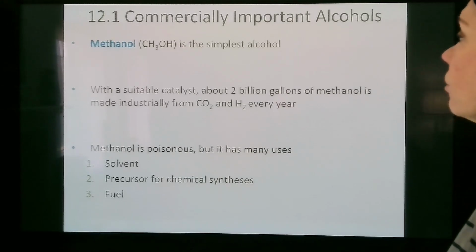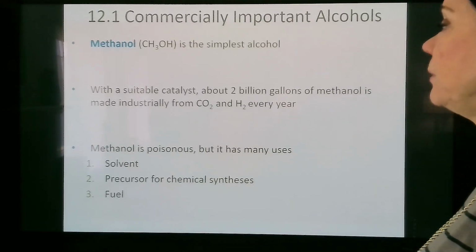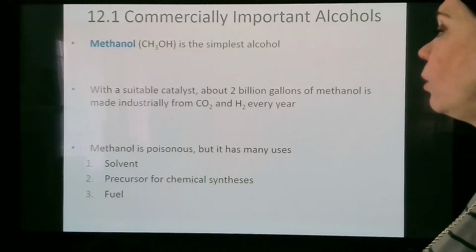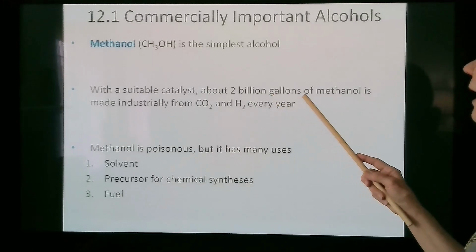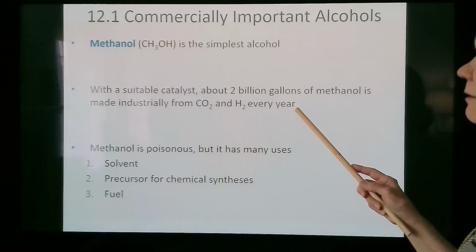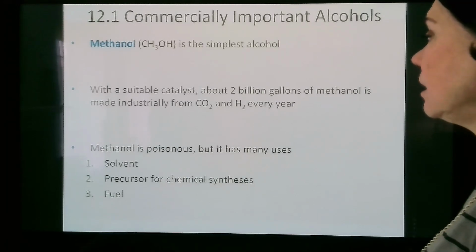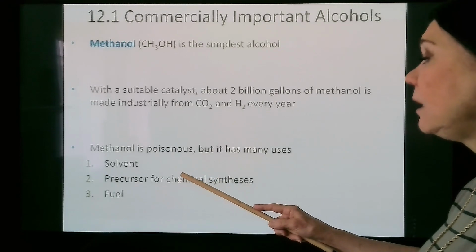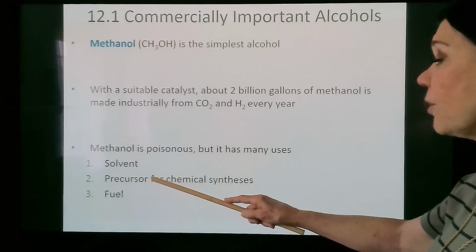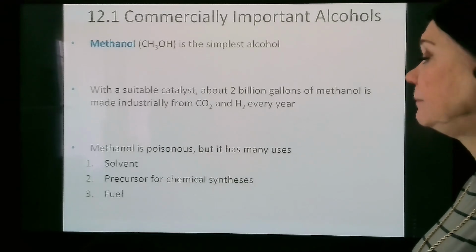Commercially important alcohols. Methanol is the simplest alcohol. Obviously, it has 1 carbon. With a suitable catalyst, 2 billion gallons of methanol is made from carbon dioxide and hydrogen every year. Methanol is poisonous with many uses: a solvent, a precursor for chemical syntheses, and a fuel.